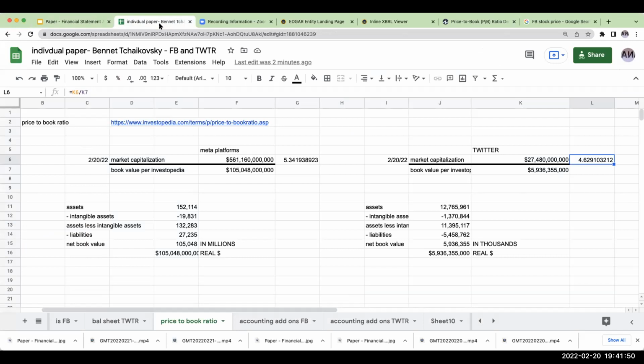So price to book ratio, again, I like to use this particular ratio because I'm taking the market capitalization. I'm not dividing it by earnings, but I'm looking at the book value. The reason I like this book value is because we're removing intangibles, leases, as well as the goodwill and intangible assets. And then over here, I'm coming with my liabilities and getting down to my net book value per the Investopedia ratio.